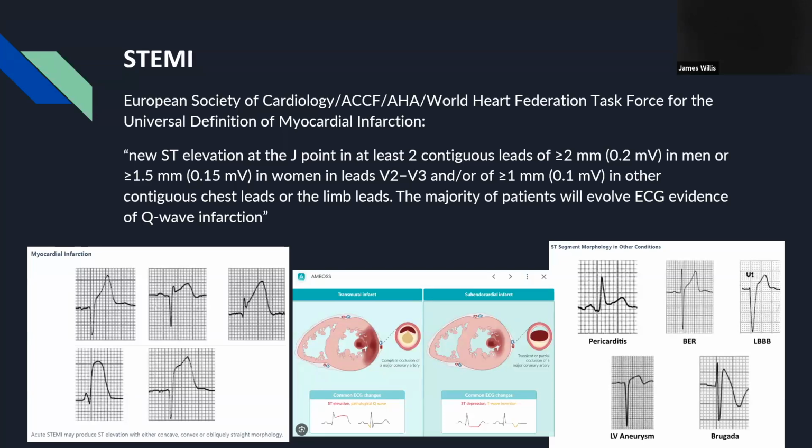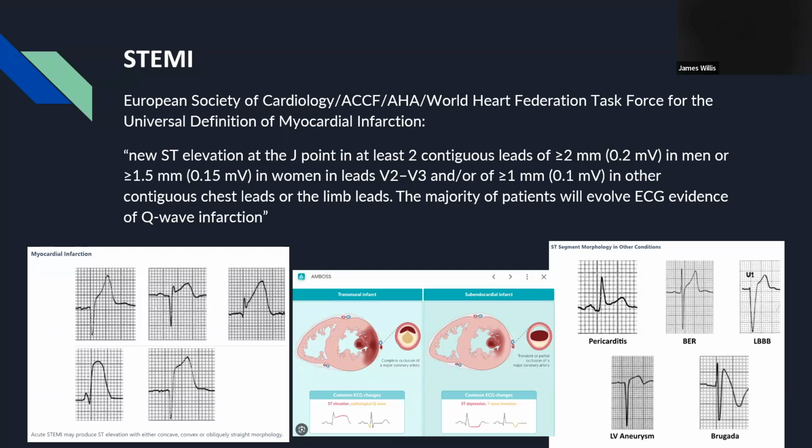So on the left, you can see Q waves with ST elevation. And we're talking about the J point. It's this point right here where the QRS complex ends and it starts turning into the T wave. And what we're comparing it to is this TP segment preceding. So these are all signs of STEMI on the left. And then on the right, these are ST elevations that you might see, but it's not because of occlusive MI, it's because of pericarditis or Brugada or bundle branch block.